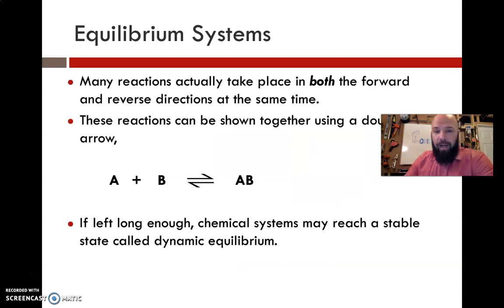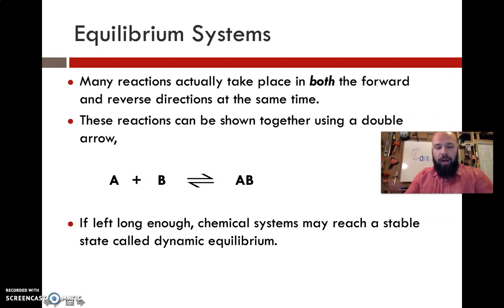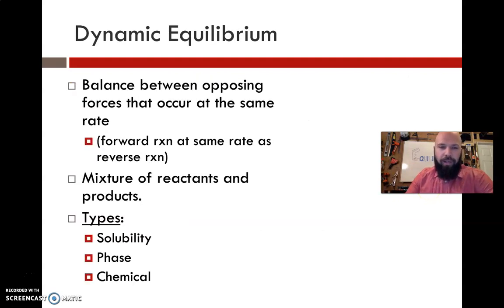Many reactions actually take place in both the forward and reverse directions, and they happen at the same time. They just happen at different rates. And when you reach equilibrium, you've hit the point where the forward and reverse rates are exactly the same, so that your concentrations of products and reactants are balanced. And this leads to the actual definition of equilibrium. It's a balance between opposing forces.